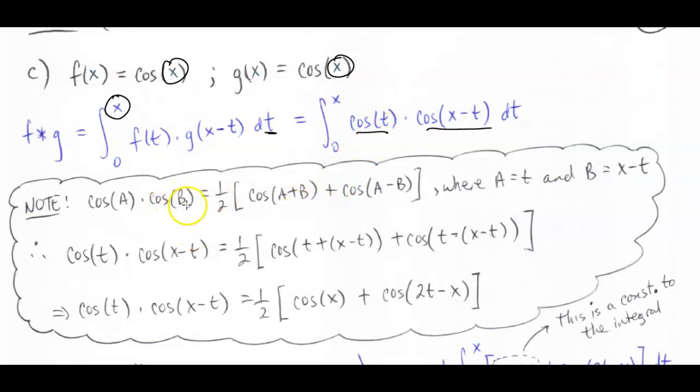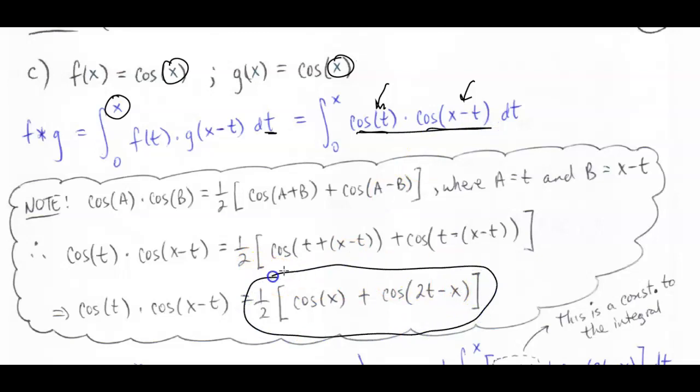Okay, and so here we know that the product to sum is just going to be 1/2 of cosine of a plus b plus cosine of a minus b, where I'm letting my t here be a and I'm letting my x minus t here be b. And so if I go ahead and substitute all that in, in terms of what we're talking about here, this will be our result.